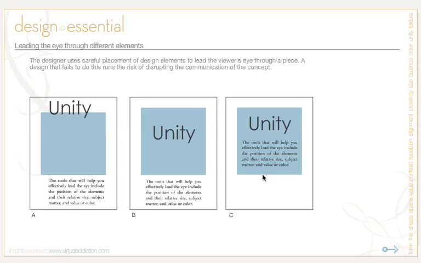And then finally, in our third example here, when you place all the text inside the shape, it now becomes the last element that commands attention. So now we have successfully led the eye of the viewer, because they're not focusing on this blue background anymore. You're actually focusing on the text, and you have basically achieved unity.